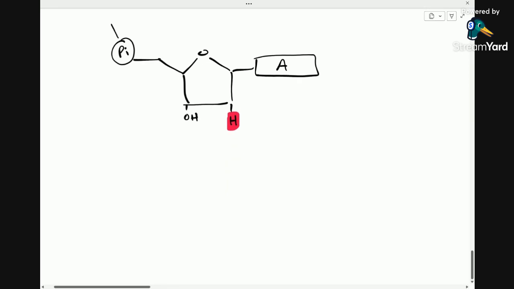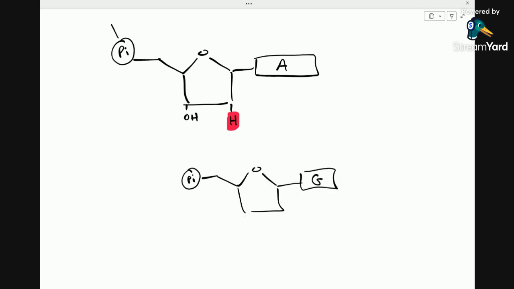What happens for the condensation reaction is you need a substrate that can react with this. You need another nucleotide here. Let's say it's got a G. Another DNA nucleotide, so it's deoxy again, so 2' deoxy, don't forget. And this is going to act as a substrate for essentially replication, so adding nucleotides to form a polynucleotide chain.